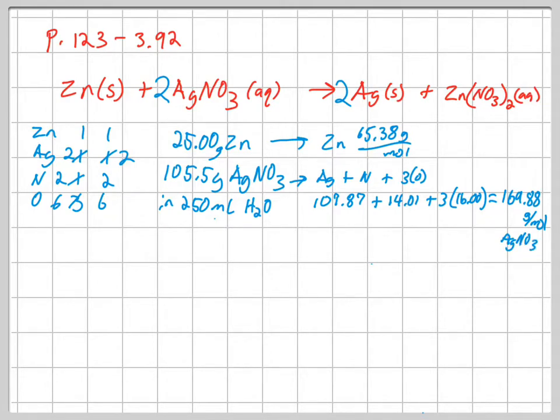Okay, so now we got to figure out which one are we going to run out of first, the silver nitrate or the zinc. Well, in this particular reaction, we're looking at the limiting reactant. So we'll pick one of our reactants. It doesn't matter which one. I'm going to pick zinc just for the brevity's sake of it. And let's see, from zinc, which we have 25 grams of zinc.